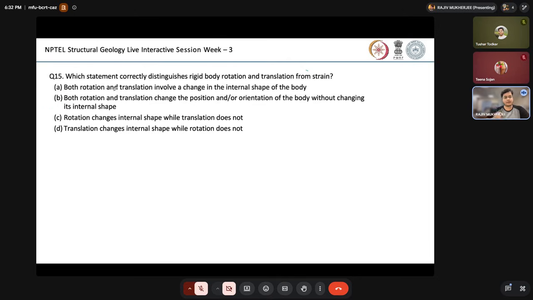Okay, so moving on to the next question. Which statement correctly distinguishes rigid body rotation and translation from strain? Option A, both rotation and translation involve a change in the internal shape of the body. Option B, both rotation and translation change the position and or orientation of the body without changing its initial shape. Option C, rotation changes internal shape while translation does not. Option D, translation changes internal shape while rotation does not.